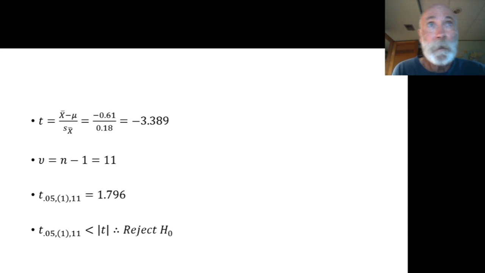Now our computed t is minus 3.389. Here you see nu, or our degrees of freedom, is equal to 11. Our tabled value is 1.796, so 95% of the observations should fall within minus 1.796 and plus 1.796. Our computed value is more extreme than those limits, and for that reason we reject the null hypothesis of no weight change. So this drug did result in weight change.